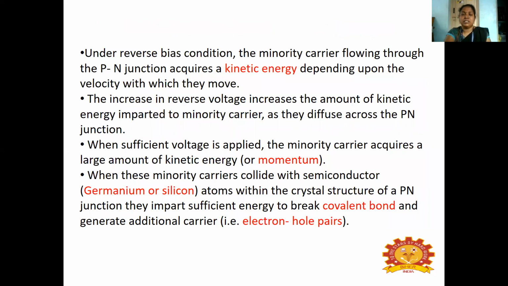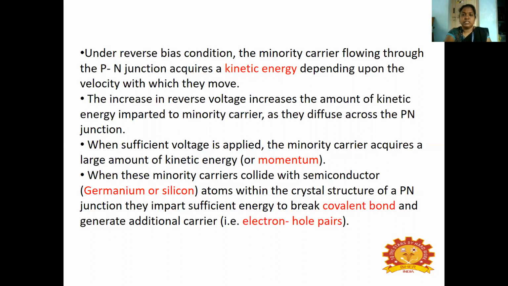Under reverse bias condition, the minority carriers flowing through the PN junction acquire a kinetic energy depending upon the velocity at which they move. So in reverse bias, there are minority carriers flowing in the diode, each with its own kinetic energy depending upon its own velocity. When you increase the reverse voltage applied to the diode, that automatically increases the amount of kinetic energy imparted to the minority carriers as they diffuse across the PN junction.